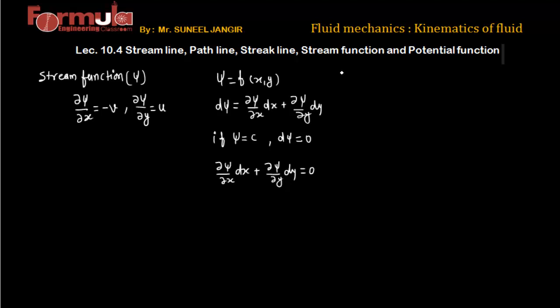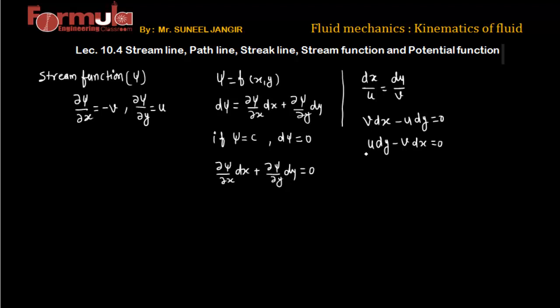Now let us recall the streamline equation in 2D. The streamline equation is dx by u equals dy by v. Let us rewrite this as v dx minus u dy equals 0, or we can say u dy minus v dx equals 0. So there are two forms. I'm multiplying the whole equation by the negative sign, so this term is going to be positive and this one negative.